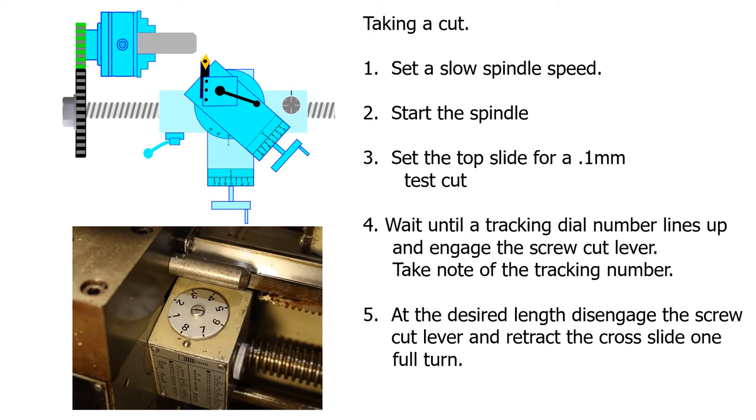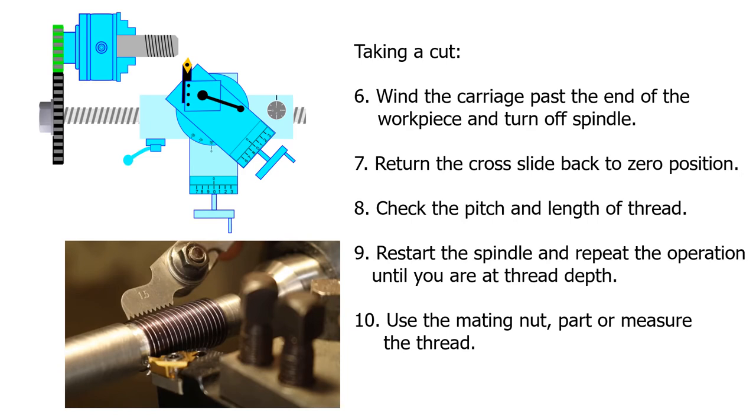At the desired thread length, disengage the screw cut lever and retract the cross slide one full turn. Wind the carriage past the end of the workpiece and turn off the spindle. We're going to take a quick measurement before we continue cutting the thread. Return the cross slide back to the zero position, preparing it for the next cut. Check the pitch and the length of the thread with a rule and or with a screw pitch gauge, making sure that we've got our machine settings correct.